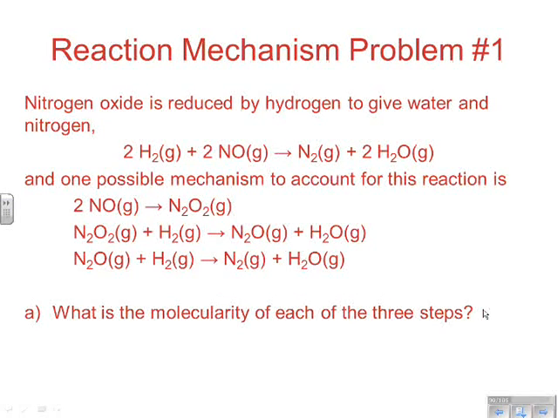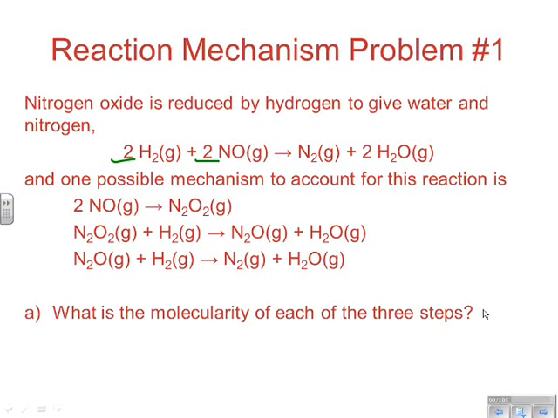Now, the first reaction mechanism problem that we're going to look at here. Nitrogen oxide is reduced by hydrogen to give water and nitrogen. So what we have here is a redox reaction between hydrogen and nitrogen monoxide to make nitrogen and water. When you take a look at this reaction, the stoichiometry is 2 reacting with 2. Well, that would imply 4 simultaneous collisions if that was an elementary step. The probability of that happening is so low that it's really unlikely that would be a valid mechanism for how this reaction occurs. So what you're seeing is a proposed mechanism that would attempt to account for what we know about the reaction between hydrogen and nitrogen monoxide.